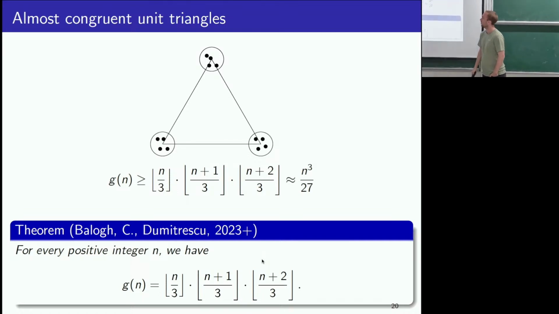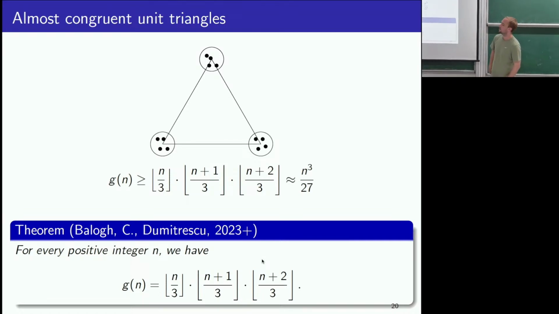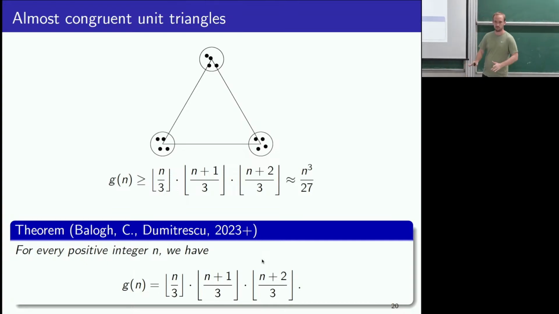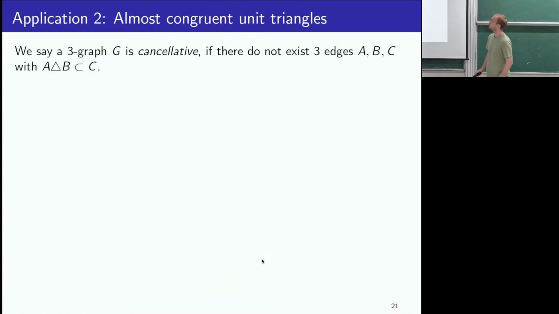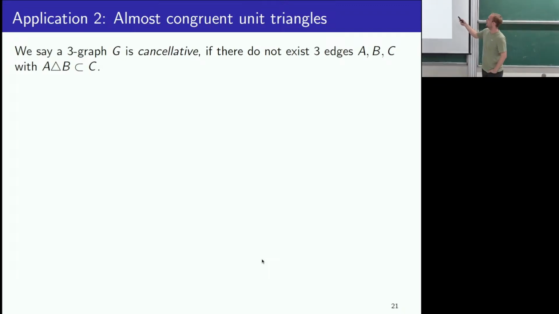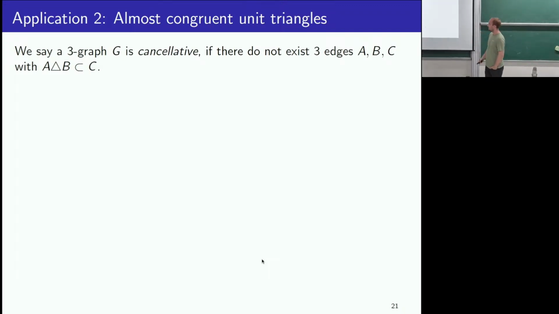All right, and I hope you didn't forget the things I was telling you about hypergraphs, because that's what we want to use to prove this result. We need one notion of 3-graphs, which I don't really like. I say a 3-graph is cancellative if there do not exist three edges, A, B, and C, such that the symmetric difference of the first two is contained in the last.